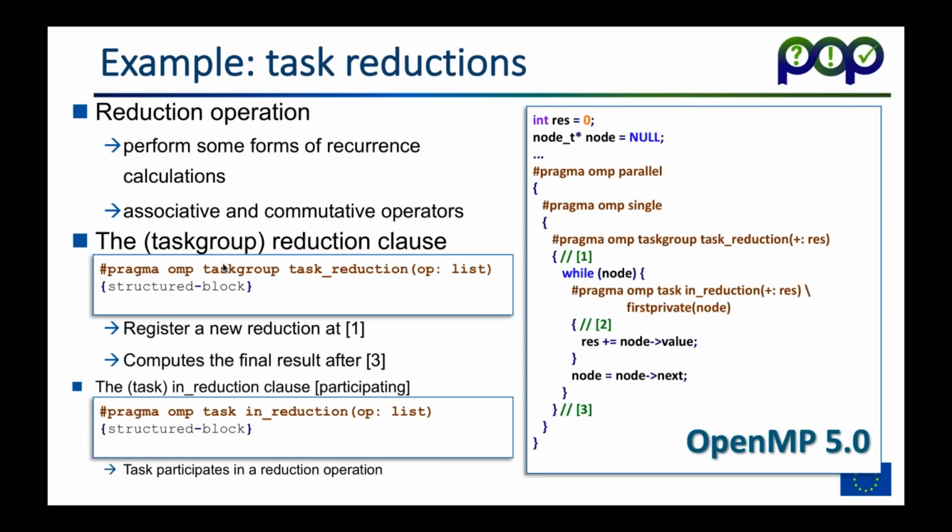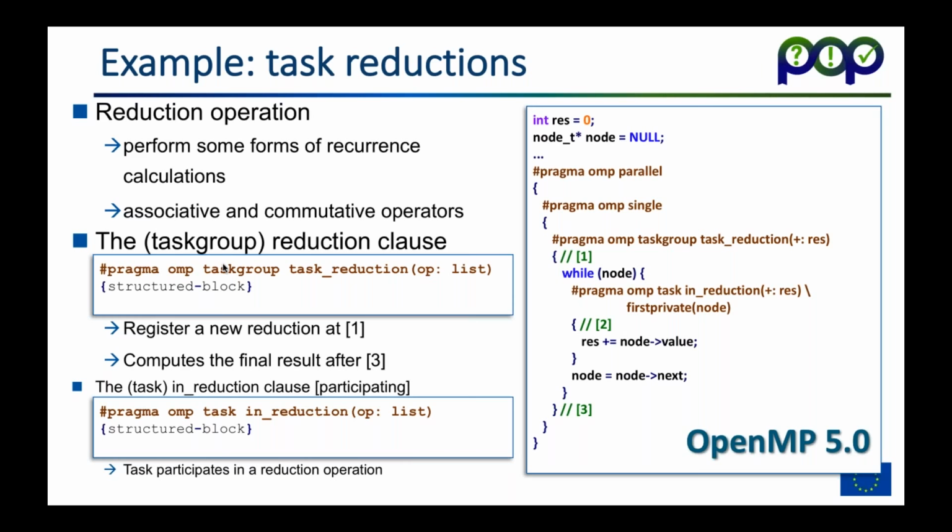Something that was missing, and still is in current implementations, is support for task reduction. So this will be introduced with OpenMP 5. It's already part of the current technical report, and that means it's part of some beta releases of compilers. So I assume you're all aware of reductions.